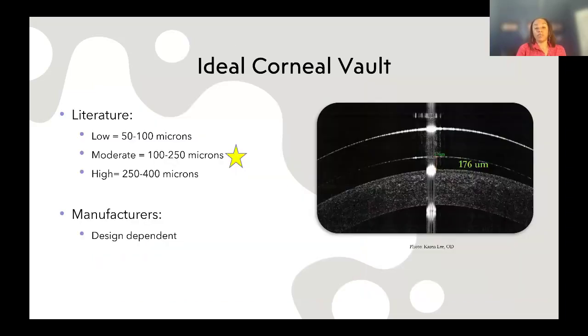But what's ideal? This varies from manufacturer to manufacturer, from patient to patient, from doctor to doctor. But if you have to choose, moderate clearance is where you should be, so 100 to 250 microns after settling. This patient is right at 176. This is just an example patient, but that's appropriate. Another patient may do a little better with 100 microns, another with 250 microns. It really does vary, but I would recommend living in that moderate 100 to 250 microns after settling.